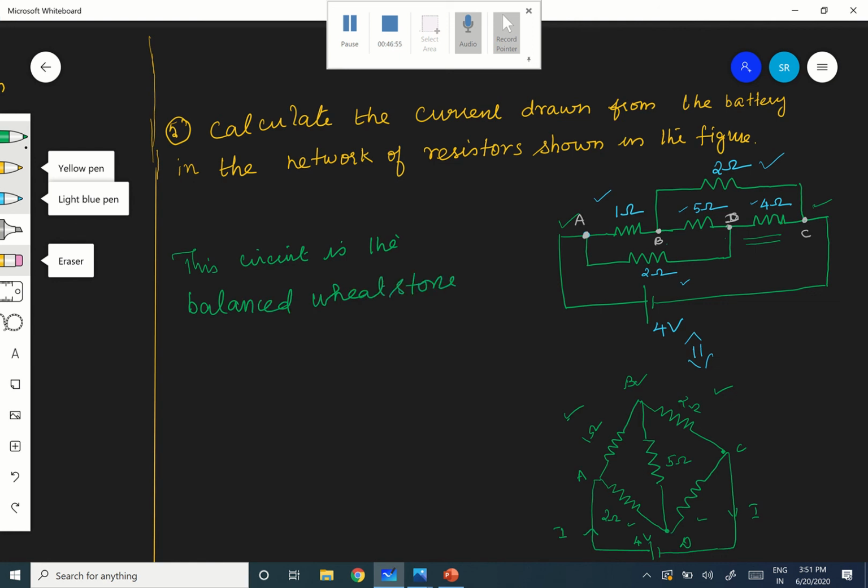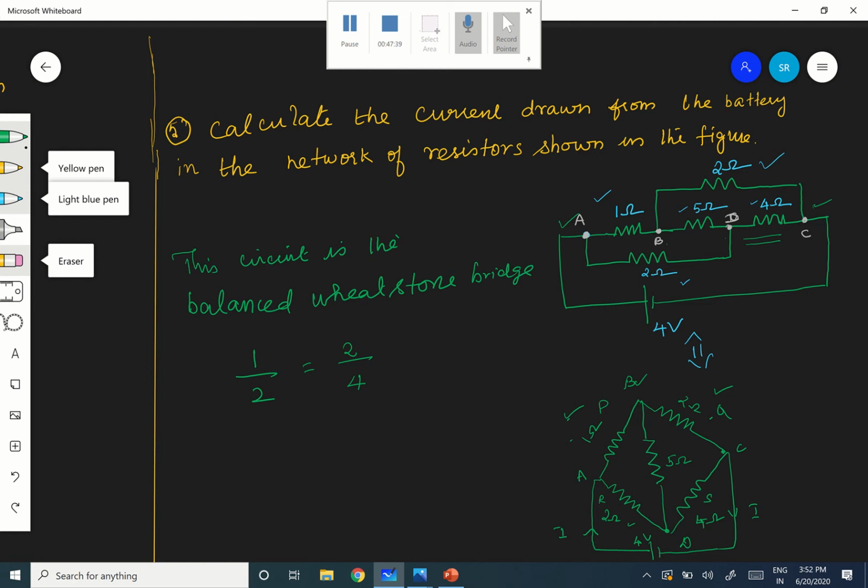Correct? Why? P by Q is 1 by 2. It is P, Q, R, S. Therefore, between D and C, it is 4 ohm. Okay, therefore, 1 by 2 is equal to 2 by 4. So, the condition is satisfied, correct? Therefore, it has to be a balanced Wheatstone's bridge. The condition is satisfied. Definitely, therefore, there is no current in BD.